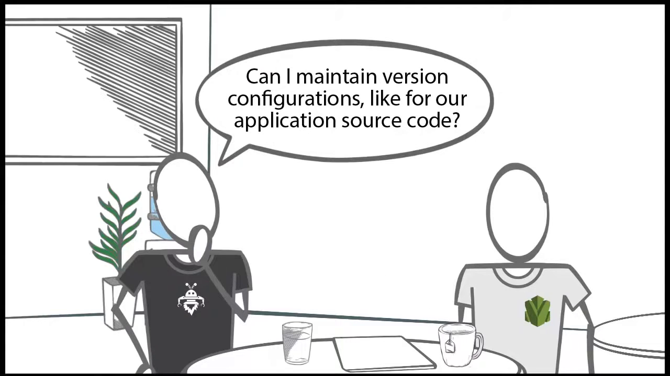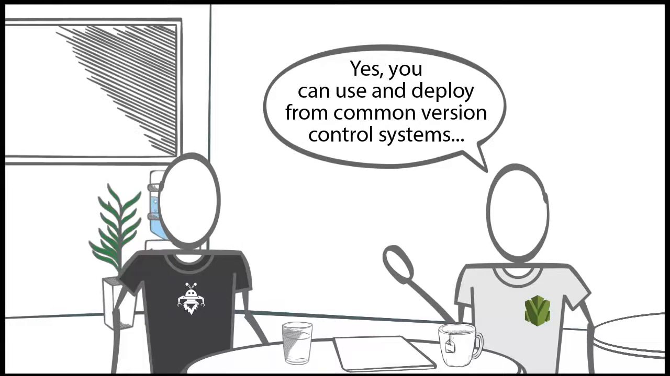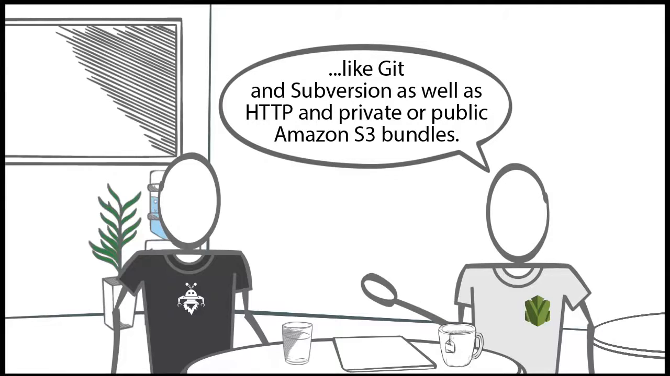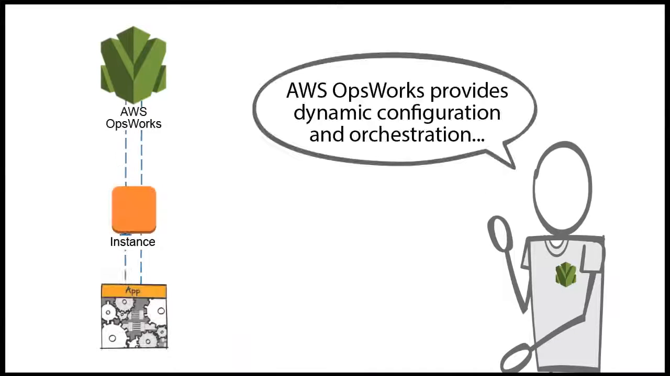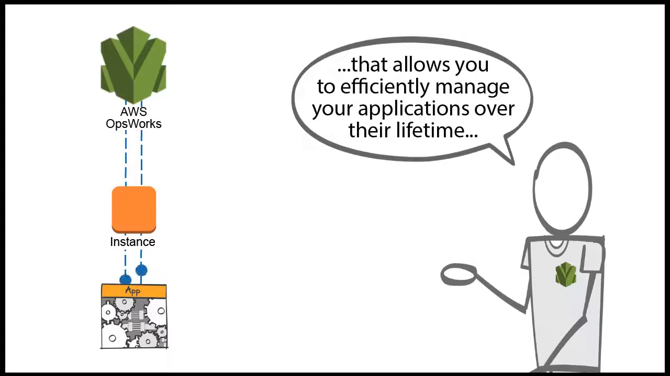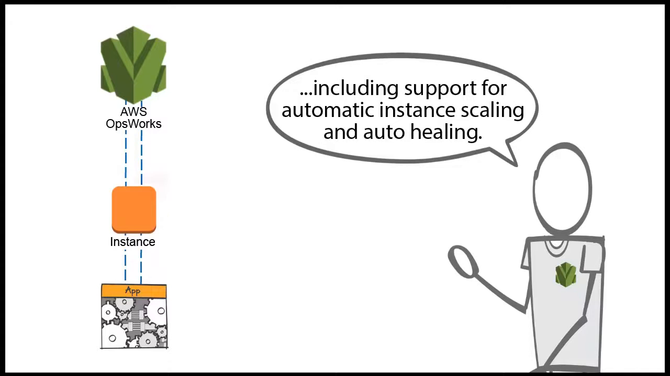Can I maintain version configurations, like for our application source code? Yes, you can use and deploy from common version control systems, like Git and Subversion, as well as HTTP and private or public Amazon S3 bundles. Does it handle deployment and changes across running environments? AWS OpsWorks provides dynamic configuration and orchestration that allows you to efficiently manage your applications over their lifetime, including support for automatic instance scaling and auto-healing.